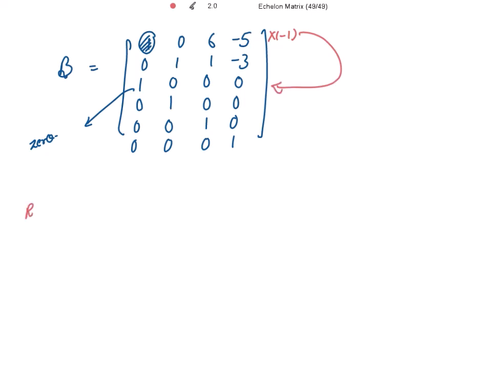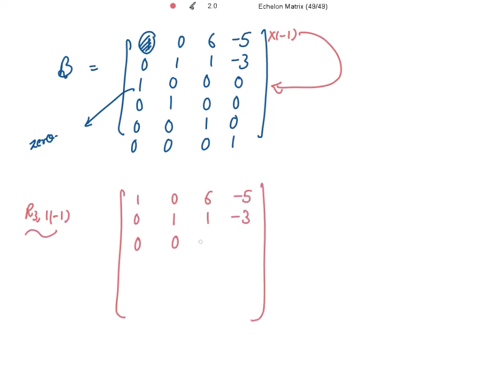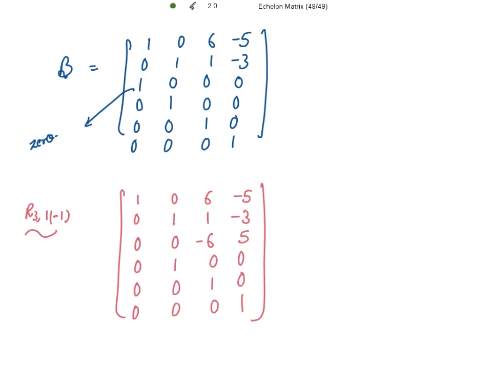So I'm going to change the row 3 by adding its elements to the row 1, but row 1 should first be multiplied with -1. 0, 0, -6 and 5. Writing the rest of the rows as they are. And because all the entries below this leading entry 1 are 0, this leading entry 1 now becomes the leading element for the first row.